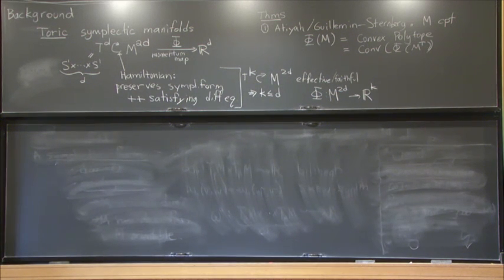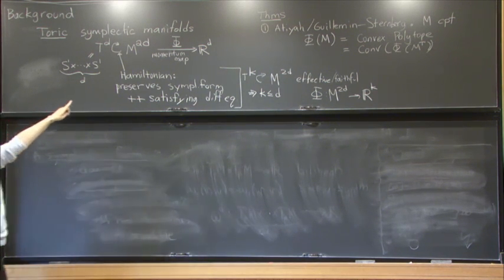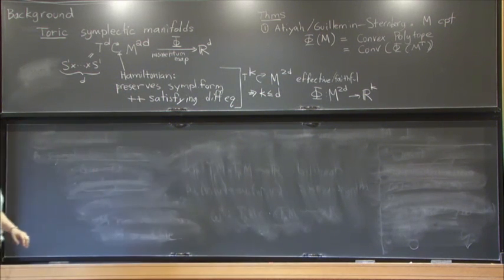Yeah, that's right. Both proofs rely on the fact that the components of the moment map are all Morse functions, and so you have a lot of nice Morse functions on your manifold.